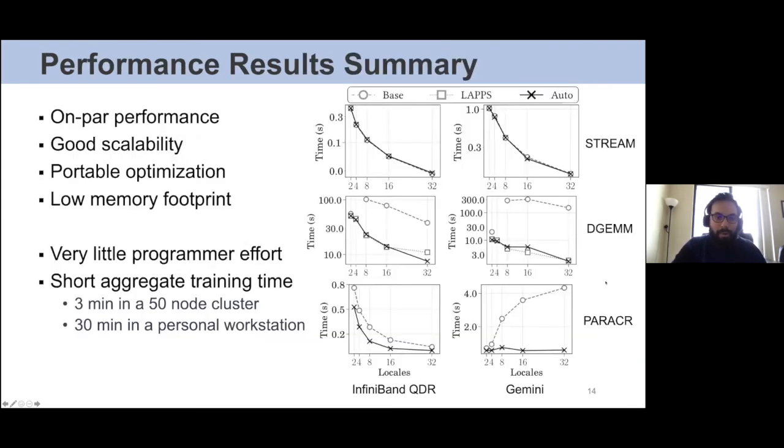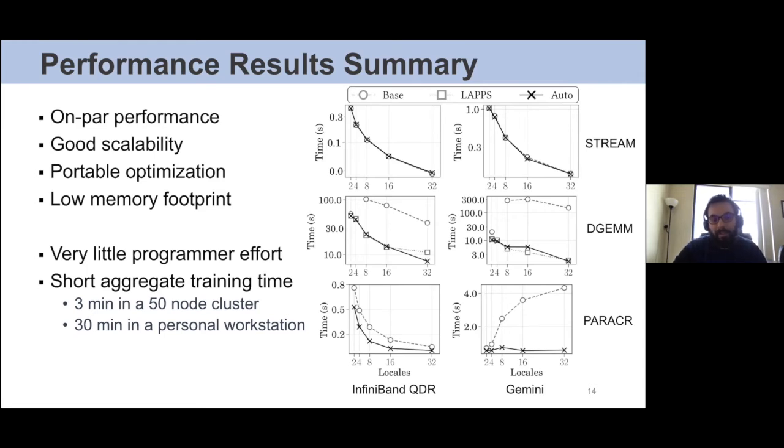So to summarize, the results we saw were on par performance with LABS, and good scalability. And an important thing is portable optimization. You can basically run this framework and teach the neural network, or it's not a neural network in the final design, but a machine learning model, on your laptop, but just run it on whatever distributed memory system that you have access to. So it's portable in that sense. You don't have to train on different machines. The memory footprint is minimal. I saw like O(1) type of increase in memory over LABS. And it requires very little performance programmer effort.